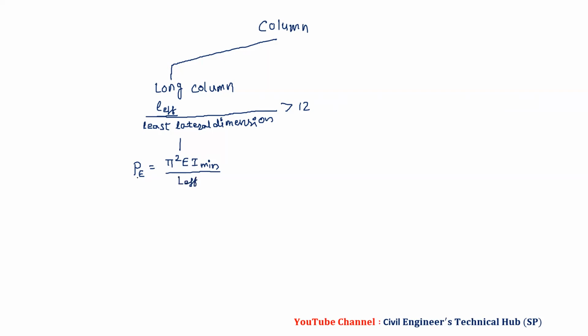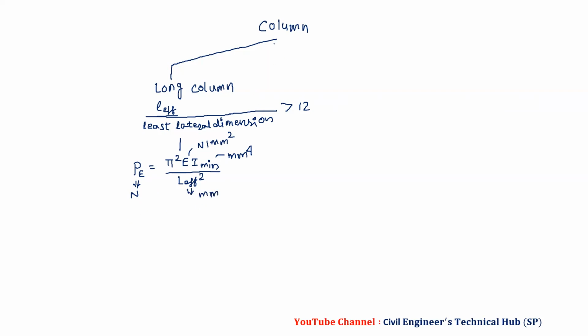Now, unit of PE, we have kilonewton, Newton. Unit of E, Newton per mm square. Unit of I minimum, mm raised to 4. And unit of L effective square, and L effective unit, we have millimeters.